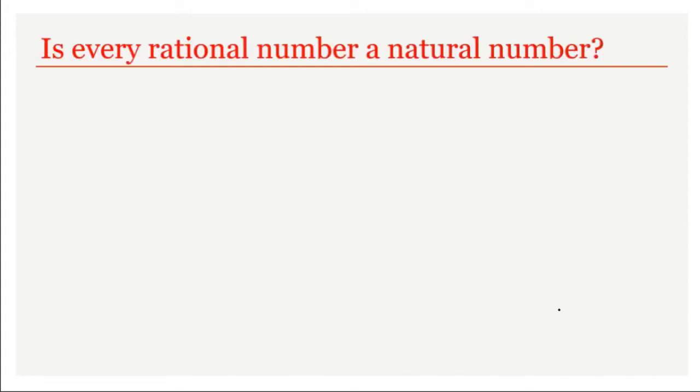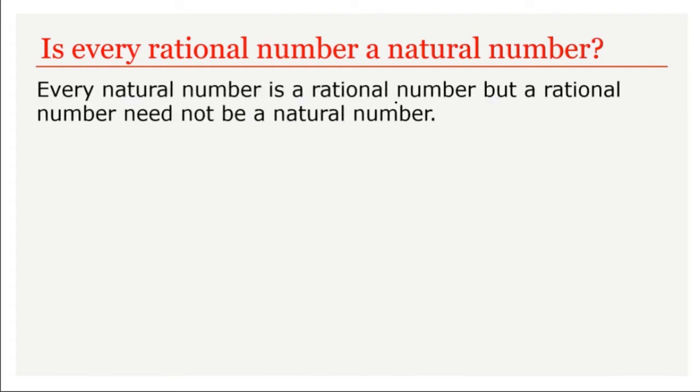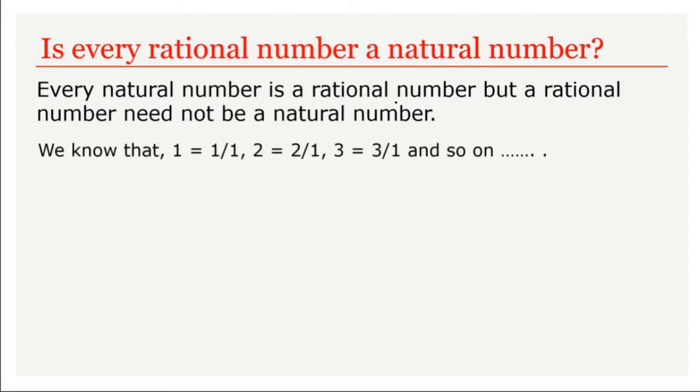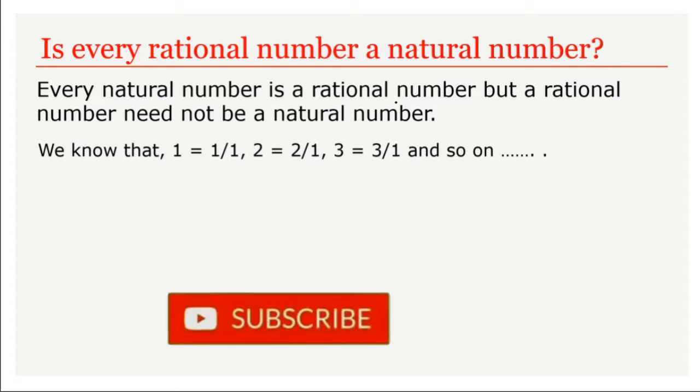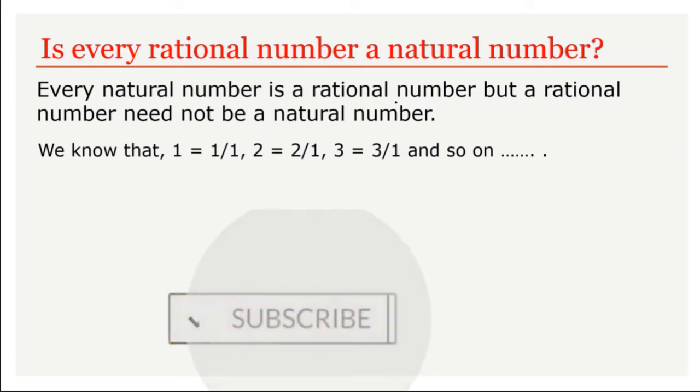We'll start with the question, is every rational number a natural number? Every natural number is a rational number, but a rational number need not be a natural number. We know that 1 can be expressed as 1 upon 1, 2 can be expressed as 2 upon 1, 3 as 3 upon 1, and so on. In other words, every natural number n can be written as n upon 1, which is the quotient of two integers, n and 1.